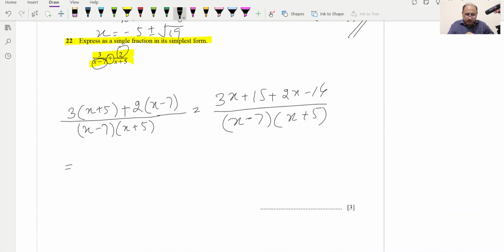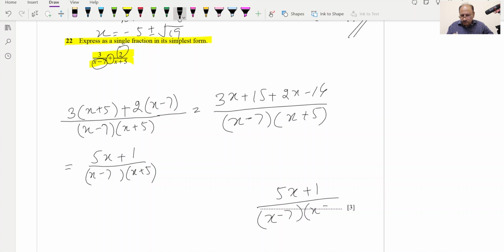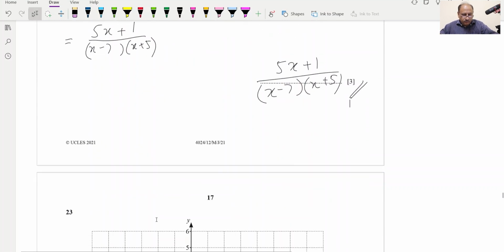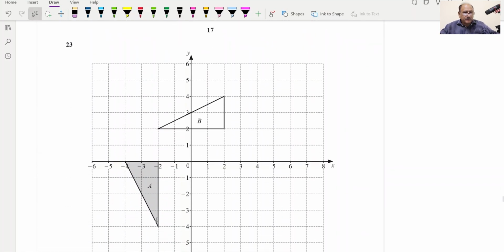Now we can further simplify. 3x plus 2x will be 5x, and plus 15 minus 14 will be 1, so 5x plus 1 over x minus 7 into x plus 5. Further simplification is not possible, so we can write this as the answer, 5x plus 1 over x minus 7 into x plus 5, and you will get 3 credits for this one if you have done everything right. Now question number 23.